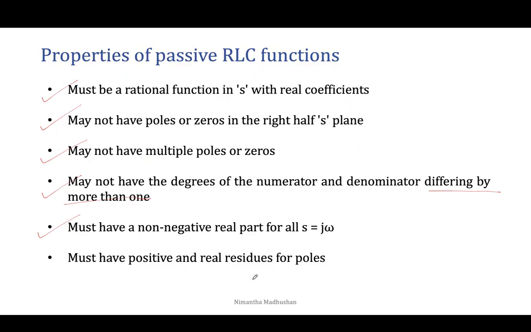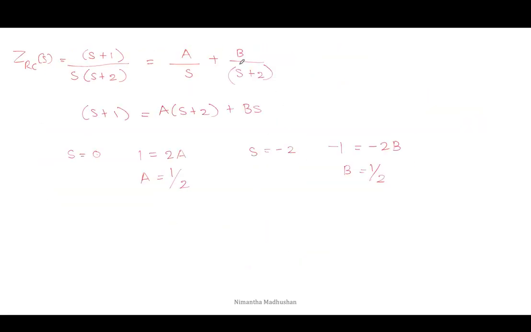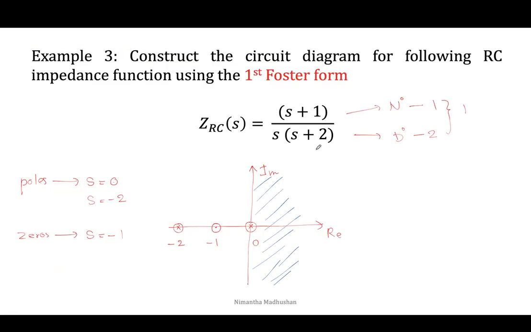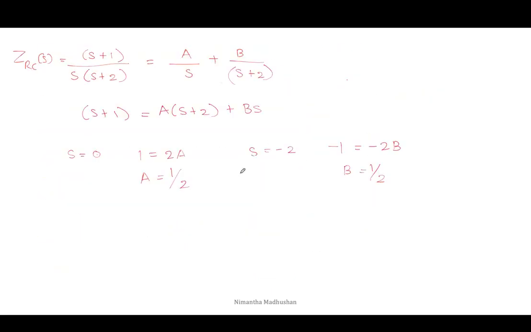Here, residues mean the values of A and B. You can see the values of A and B are both 1 over 2. Then all are positive and real. Then the last condition is also satisfied. Now we can see the given function is realizable. Then we can apply the first Foster form for this impedance function.